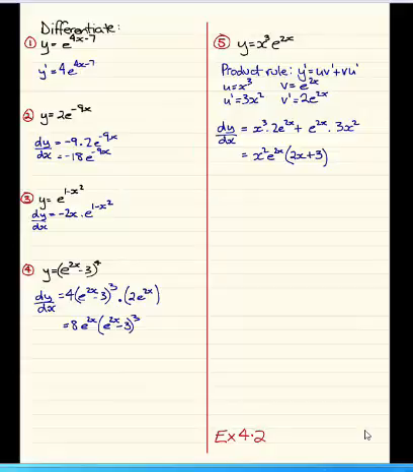So that's what you need to be able to do exercise 4.2. Take it one step at a time. You can do this. There's not much new here. As long as you take one step at a time, everything will be fine. Good luck, and I'll see you in class.